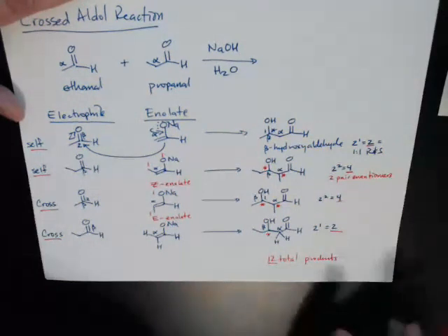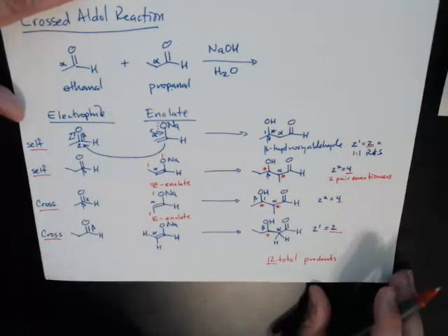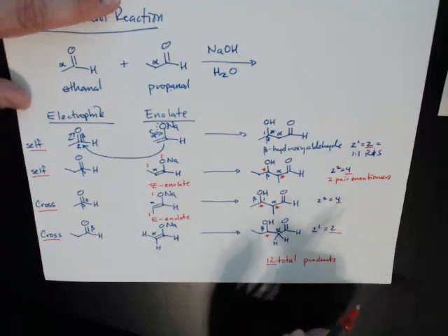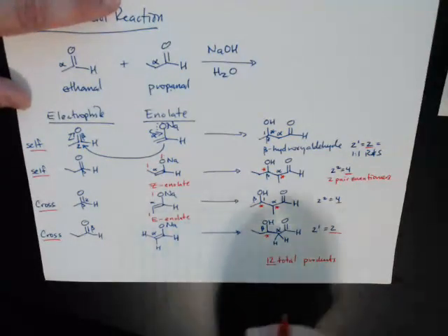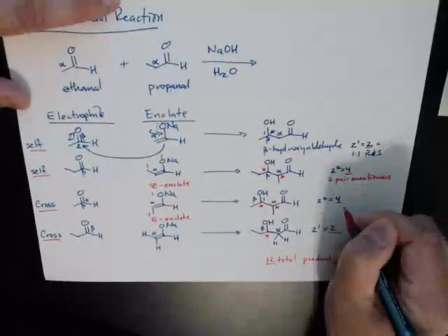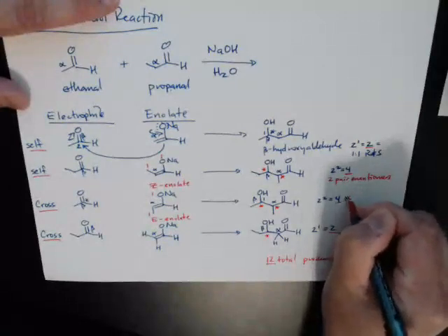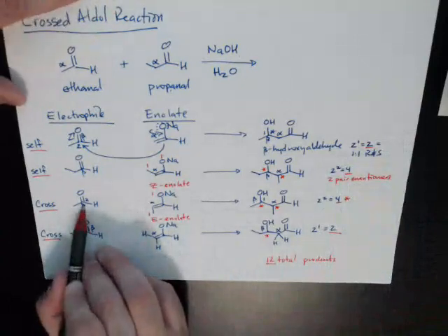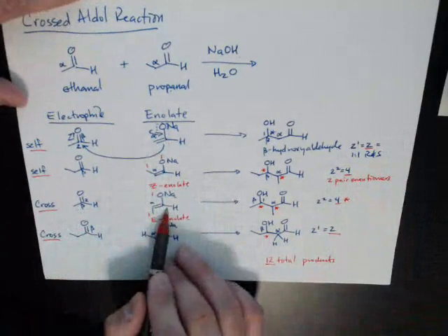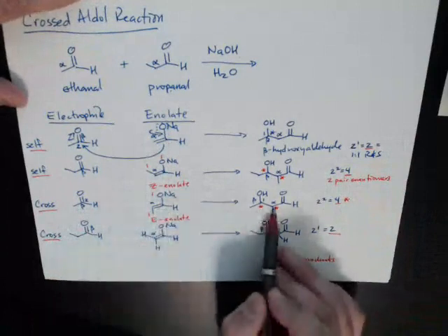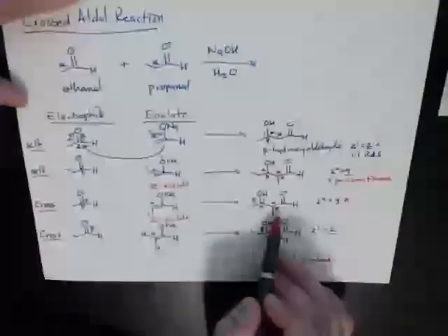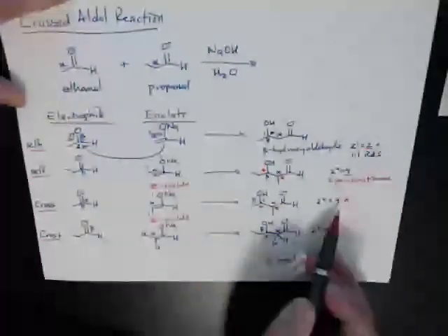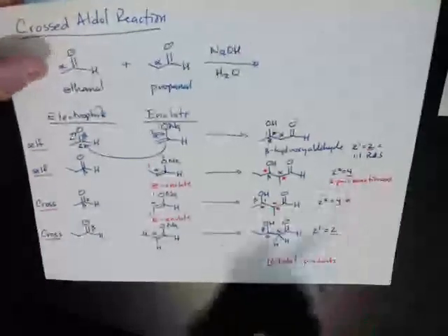And what I want to do now is look at the stereochemistry of this particular reaction where the ethanal is acting as the electrophile, the enolate is coming from the propanal, and so we'll look at these. I want to draw all of these 4 out so you can see the relationships amongst them, and this will be a review of the Newman and Fischer projections as well.